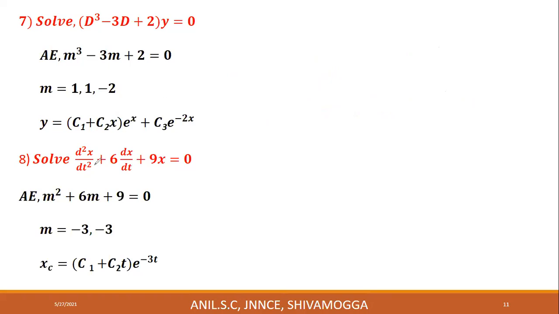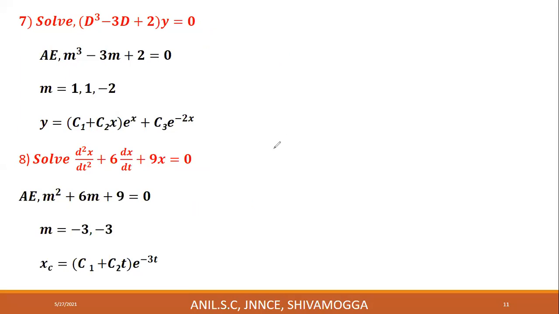Next, this is a very simple problem. Solve d square y by dt square plus 6 dx by dt plus 9x is equal to 0. In all the previous problems, y was a function of x. Here, x is a function of t. That's the difference. In all these 7 previous problems, y was a function of x. But here in this case, x is a function of t.